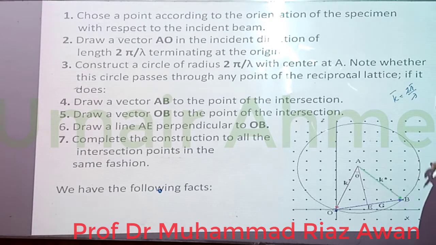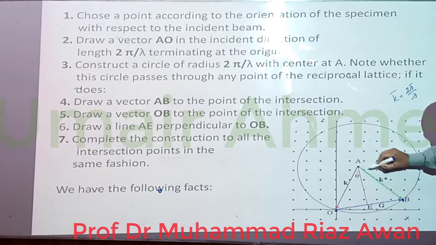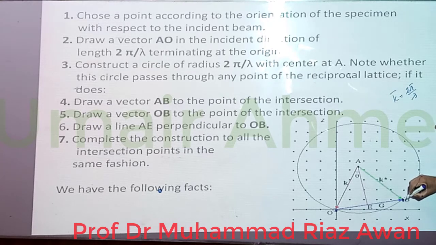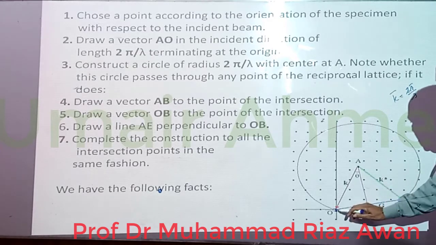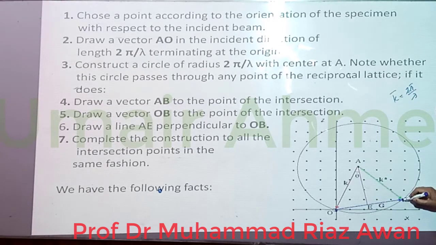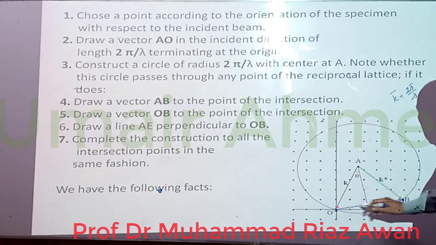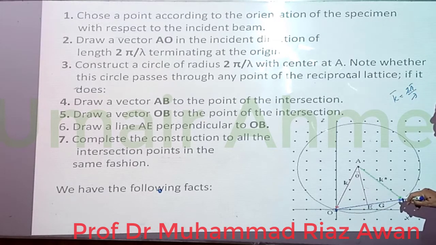Now, if this happens, it means this point is at the surface of this circle, then I will draw a line AB to the point of intersection. AB is the vector which is joining the center of the circle with the point which is at the surface of the circle. And draw vector OB. This is O, this is B. I told you this is a reciprocal lattice. And this is the origin, and this is the point of the reciprocal lattice. So this OB which I have drawn is basically the reciprocal lattice vector which I represented with G.